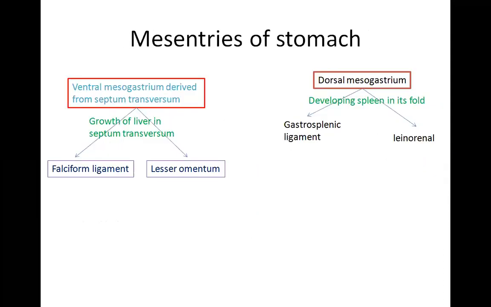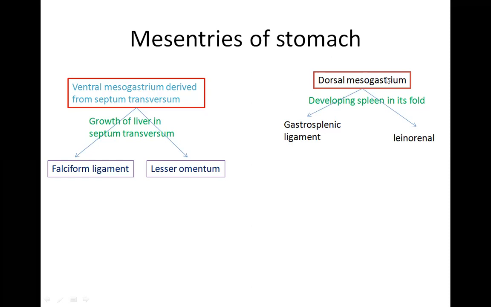Now the mesenteries of the stomach. The ventral mesogastrium, I told you, is derived from the septum transversum. It only extends from the lower part of the esophagus to the first part of the duodenum. Because of the growth of the liver, it divides this ventral mesogastrium into a sickle-shaped falciform ligament, which connects the liver to the anterior abdominal wall, and the lesser omentum, which intervenes between the developing stomach and the liver.